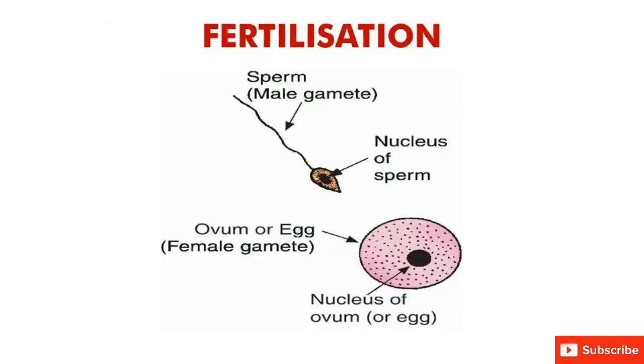As you can see in this picture, the sperm, that is also called male gamete, is made up of nucleus. It contains nucleus and a tail.